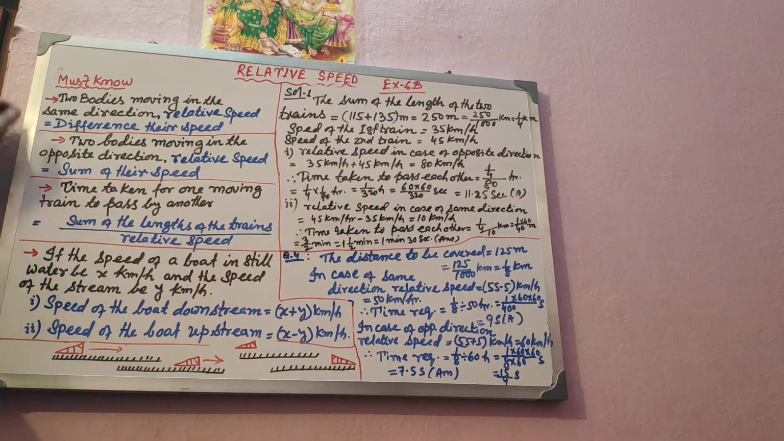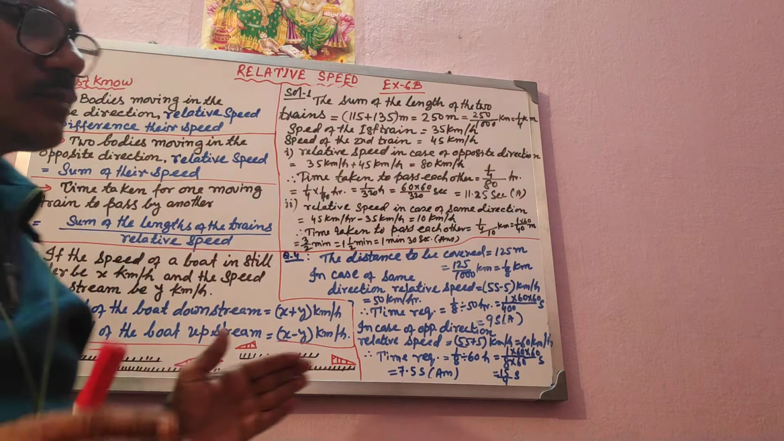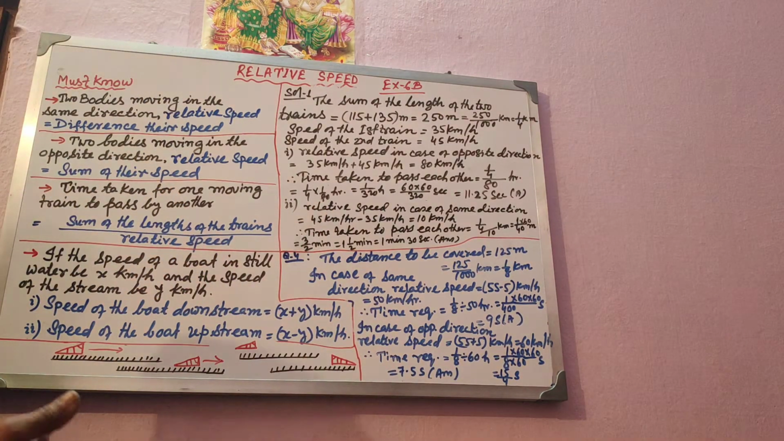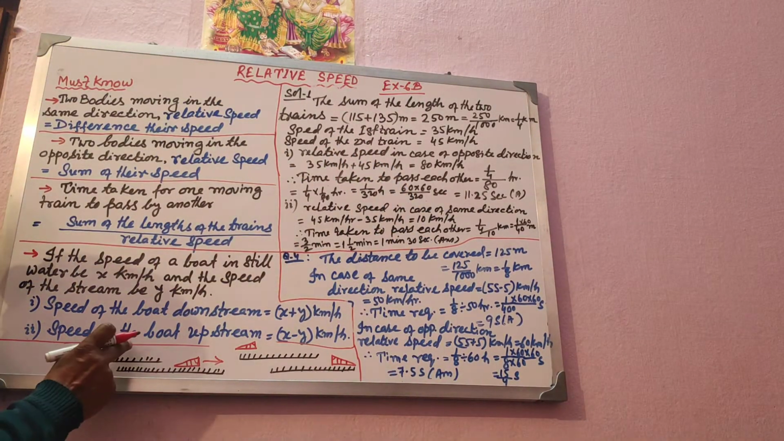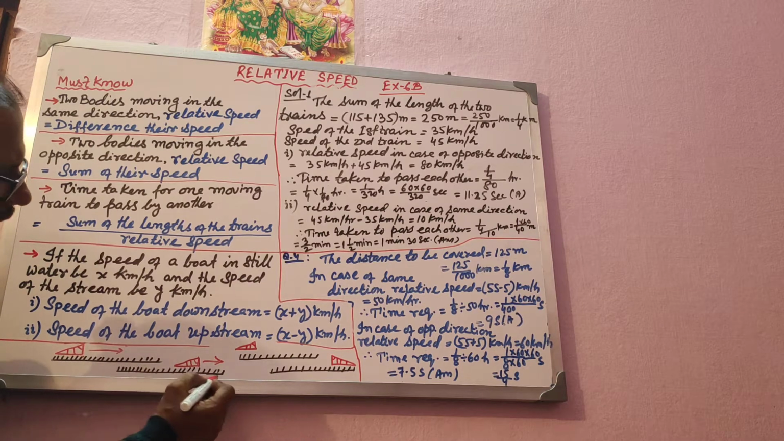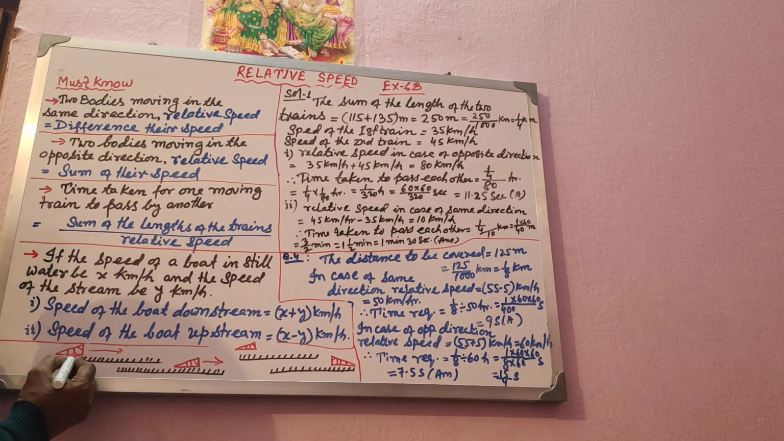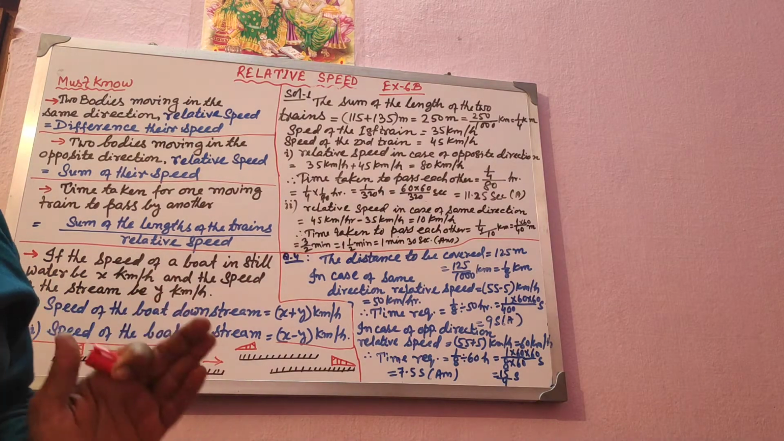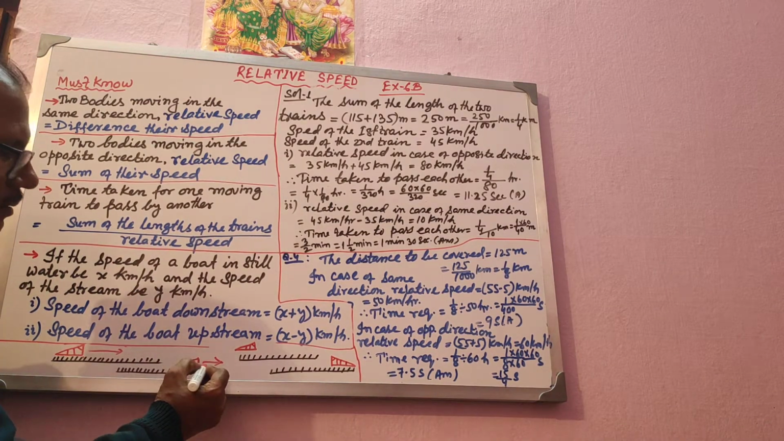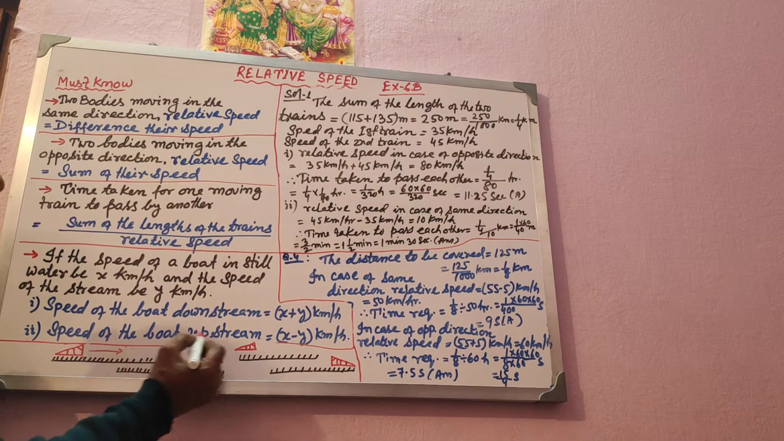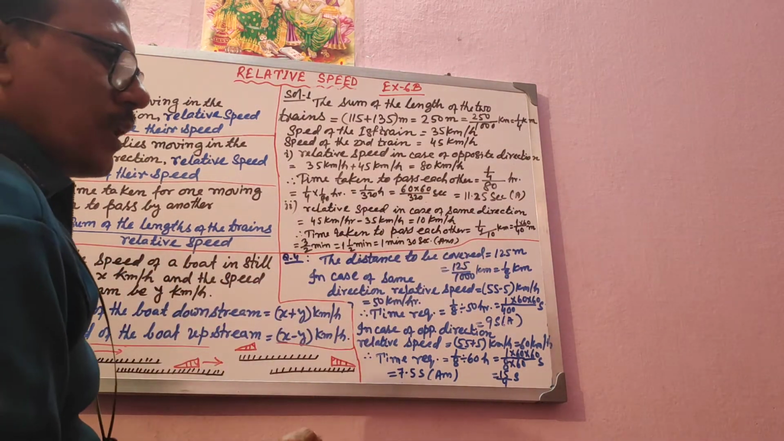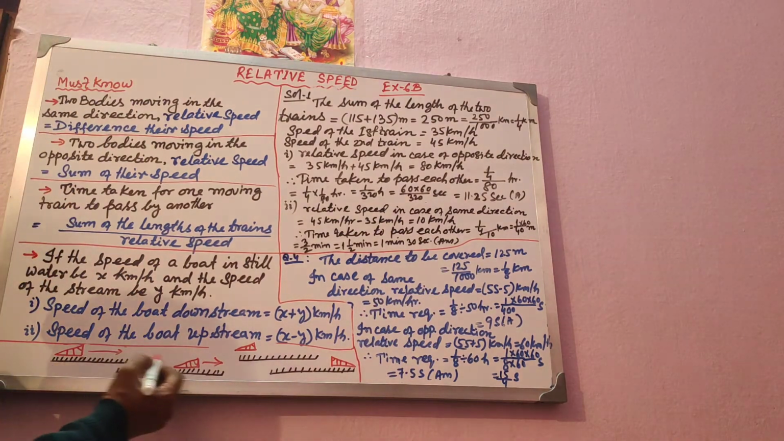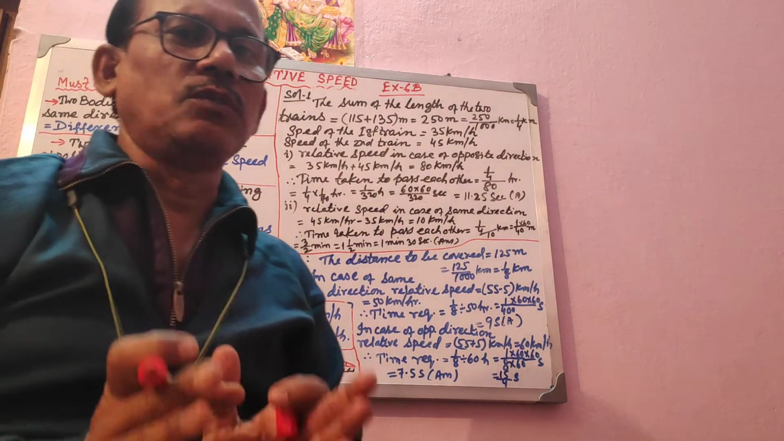First of all, two bodies moving in the same direction, it may be two four-wheelers, two two-wheelers, or two trains. See, two vehicles moving in the same direction. I have tried to draw the parallel railway tracks, and this red one, assume this is a train. Here is one train, here is another train. These are moving in the same direction, towards my right. So both are moving in the same direction.